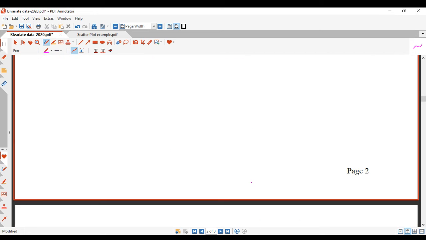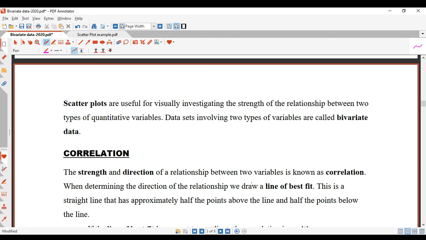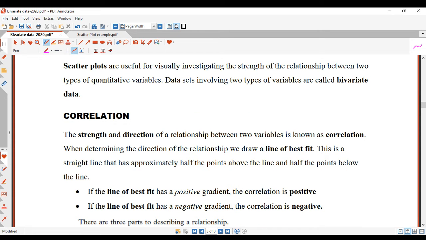Okay, let's have a look at correlation. Okay, now for correlation, let's just have a check. Yep, that's all working. Okay, let's just hide that for a minute.